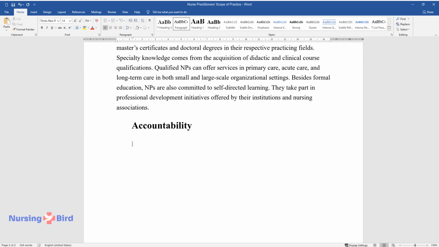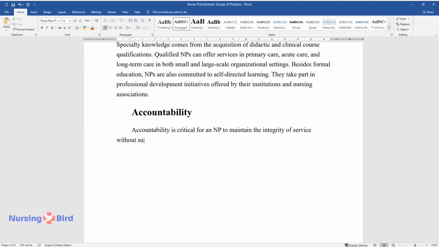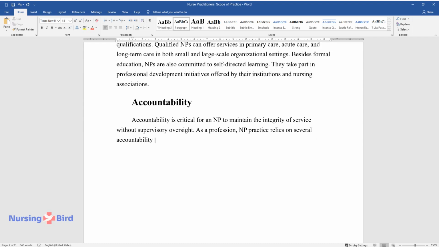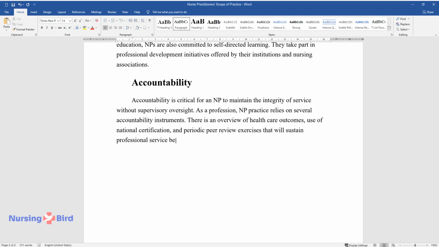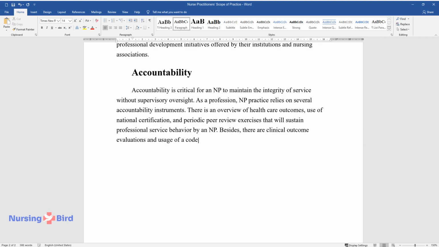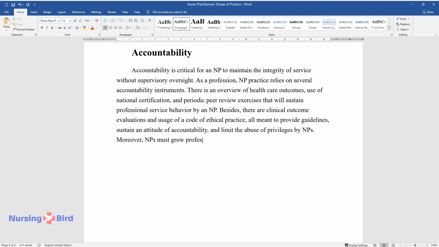Accountability. Accountability is critical for an NP to maintain the integrity of service without supervisory oversight. As a profession, NP practice relies on several accountability instruments. There is an overview of healthcare outcomes, use of national certification, and periodic peer review exercises that will sustain professional service behavior by an NP. Besides, there are clinical outcome evaluations and usage of a code of ethical practice, all meant to provide guidelines, sustain an attitude of accountability, and limit the abuse of privileges by NPs.